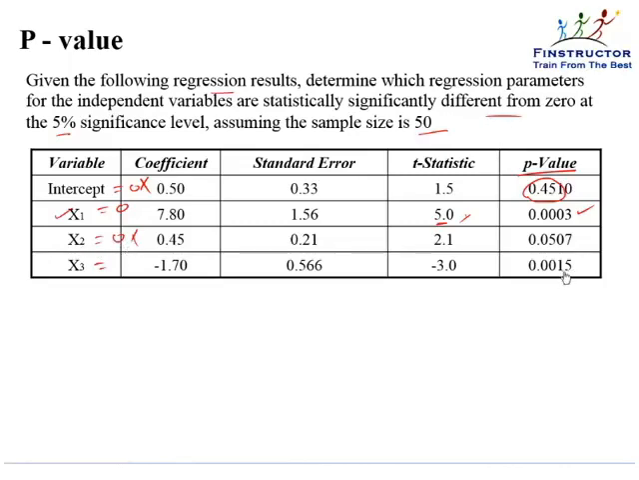Here we need only 0.15%. Our level of significance is 5%. Hence we can reject this null. So if we reject this null, then we will conclude that this is significantly different from 0. So x1 and x3 can be rejected. The null can be rejected that they are equal to 0, or we will conclude that they are statistically different from 0.